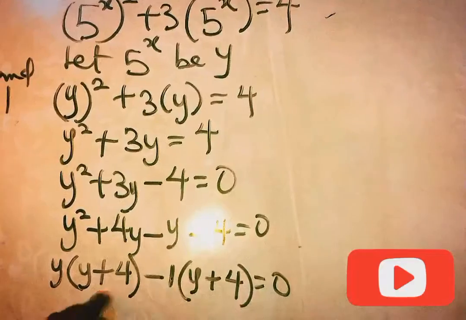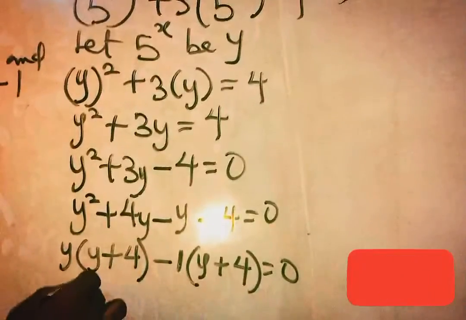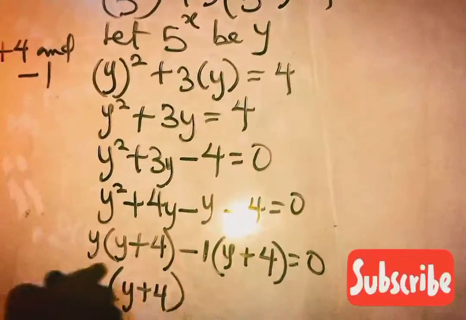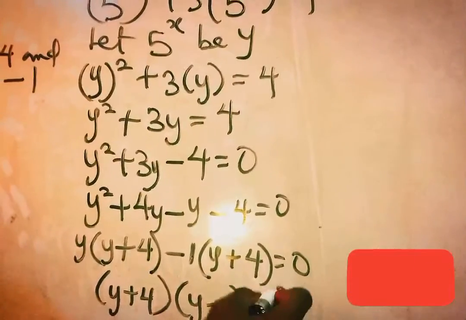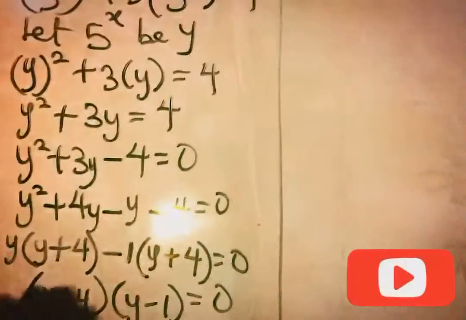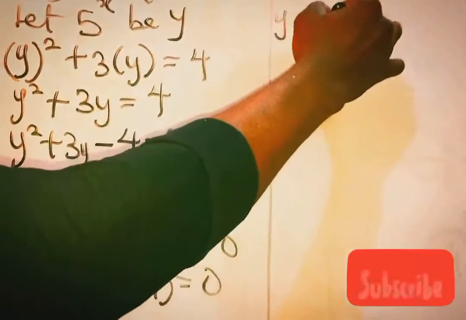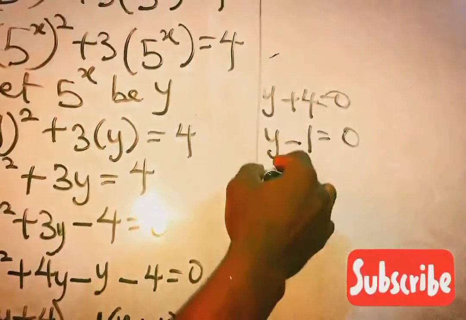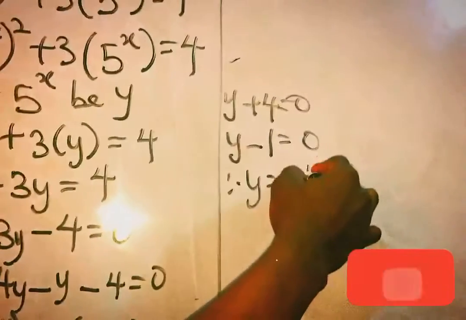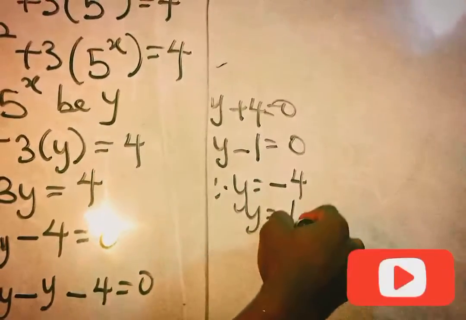So I'm having y plus 4, I'm having y plus 4. I will only select one of them. I'm having y and I'm having minus 1. I'm going to put it in bracket is equal to 0. With this now, I realize that y plus 4 is equal to 0 and y minus 1 is equal to 0. So therefore, y is equal to minus 4 and y is equal to positive 1.